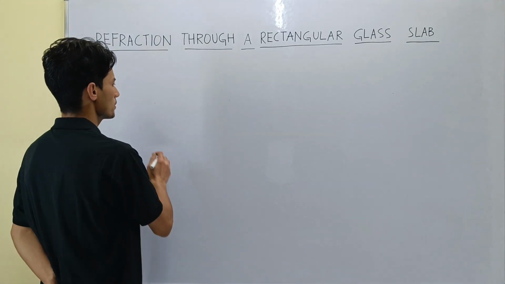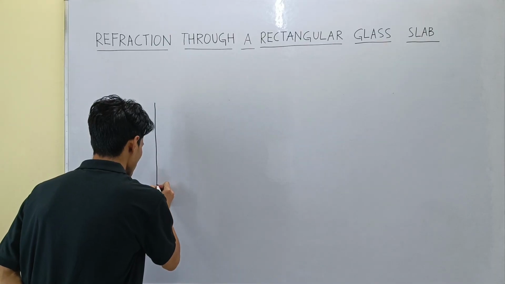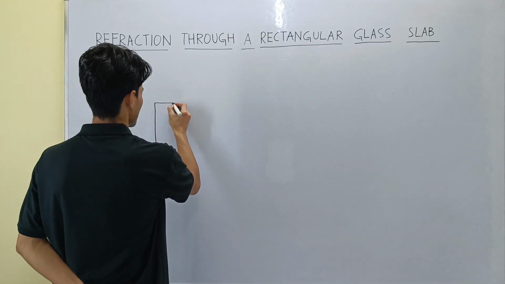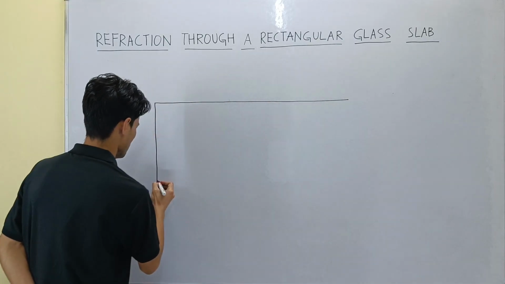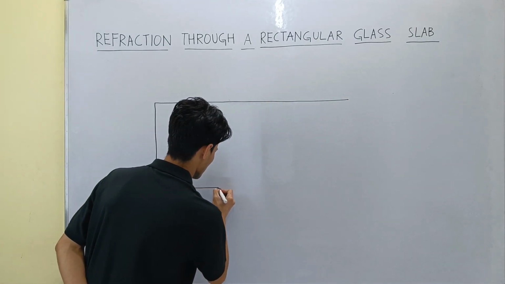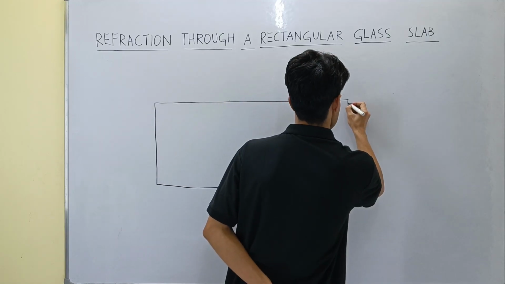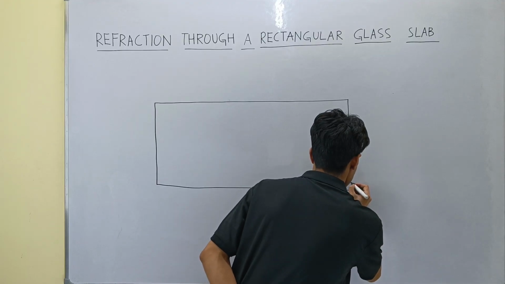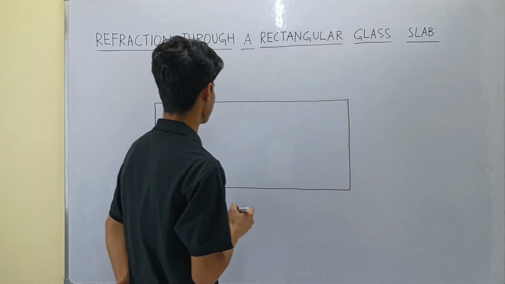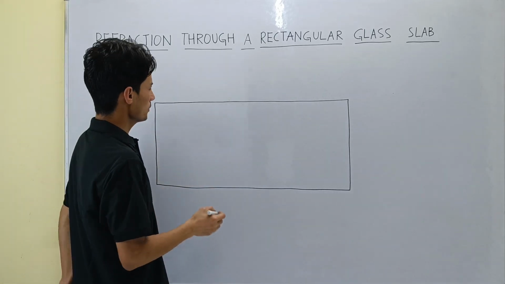So the first thing that we have to do is draw ourselves a glass slab. So let me try to draw a glass slab here. Since it is freehand, I wonder how accurate it will come out, but I'm just trying that it comes out all right. Let's just say that it comes out good. Pretty good, isn't it? So okay, now this is the glass slab.